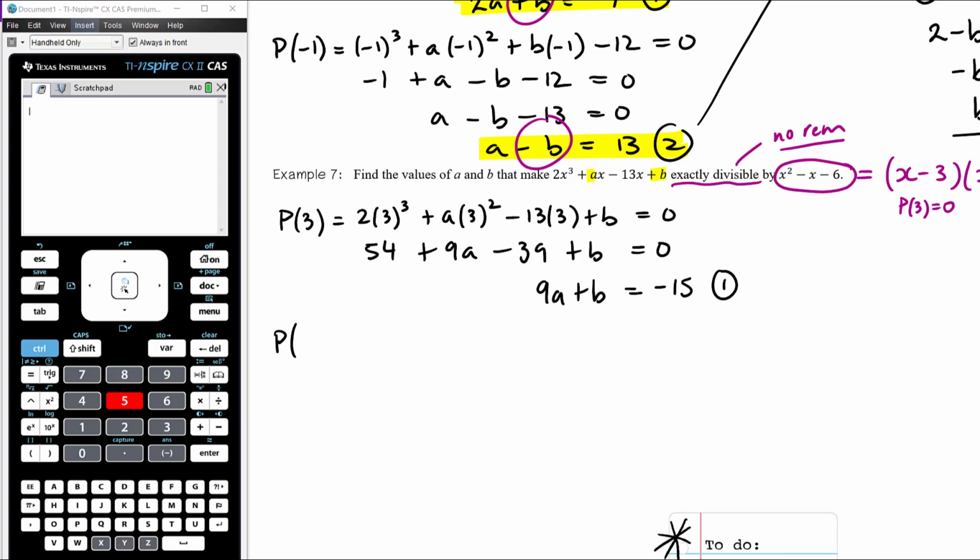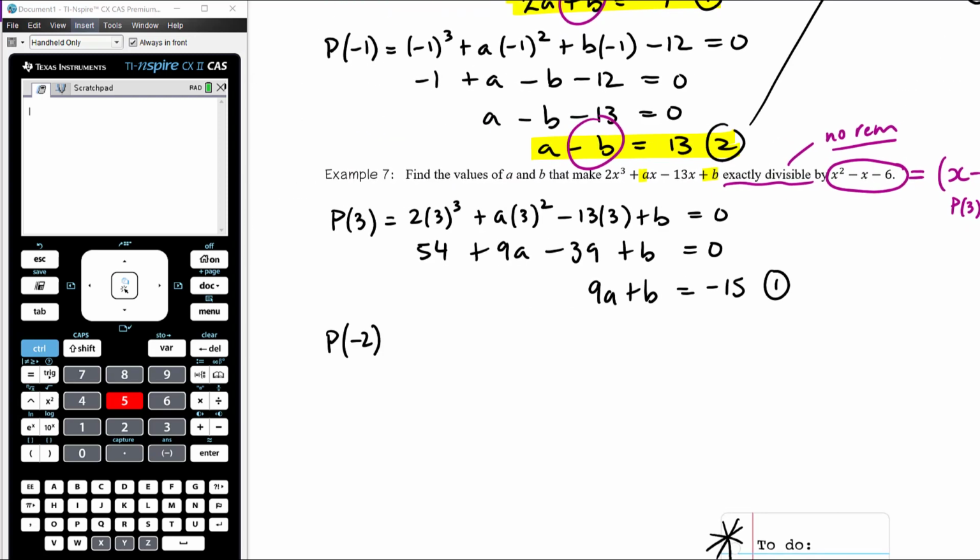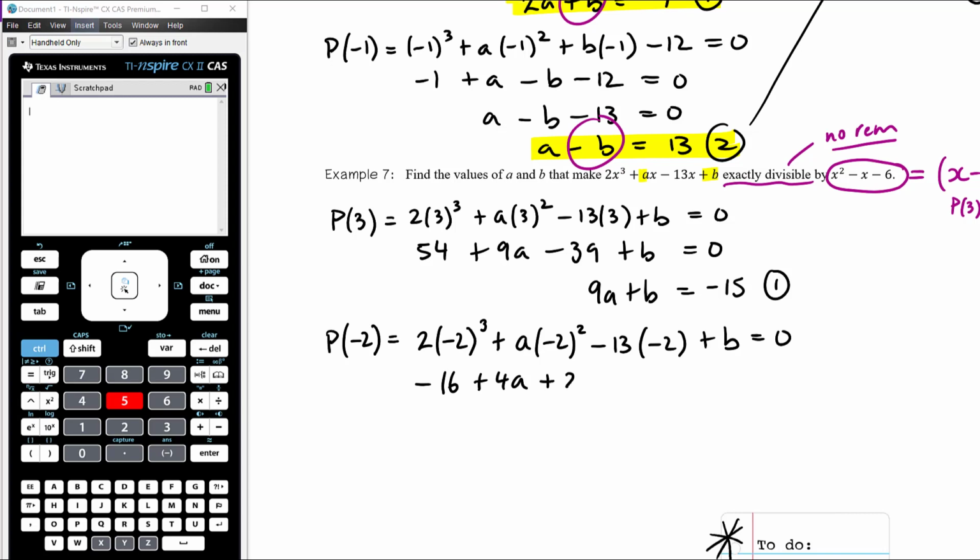So the other one was p of negative 2 equals 0. So p of negative 2 is 2 times negative 2 cubed plus a times negative 2 squared minus 13 times negative 2 plus b. And we know that equals 0. Let's tidy this up. So negative 2 cubed is negative 8 times 2 is negative 16. Negative 2 squared is positive 4. Minus 13 times minus 2 is plus 26, and then plus b. So what have we got here? 4a plus b, and we've got negative 16 plus 26, so that's positive 10. When we move it over to the other side, it'll be negative 10. Okay, so we've got two equations.